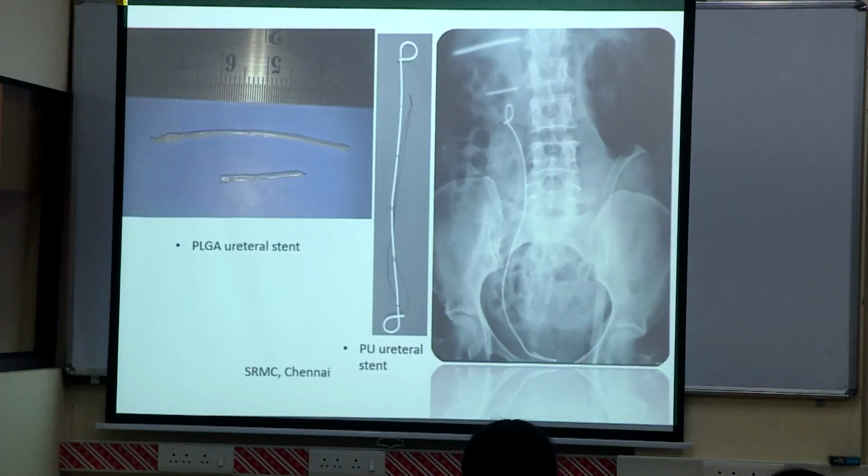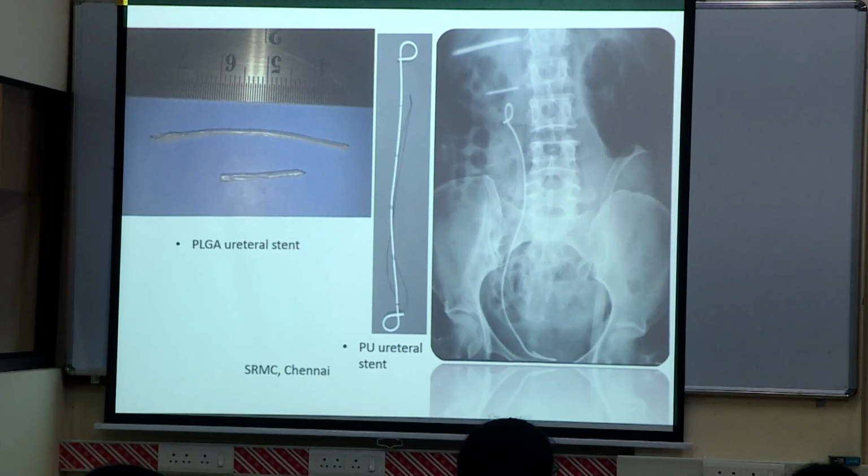That's a polyurethane type of material, number one. Number two, it's not biodegradable, so they have to remove it. It cannot stay forever inside the body. Sometimes patients get transferred and go to some other place, so they forget about it, and after a few years they feel some pain and discomfort, and then they remember that they have urethral stents. So those sorts of problems are there.